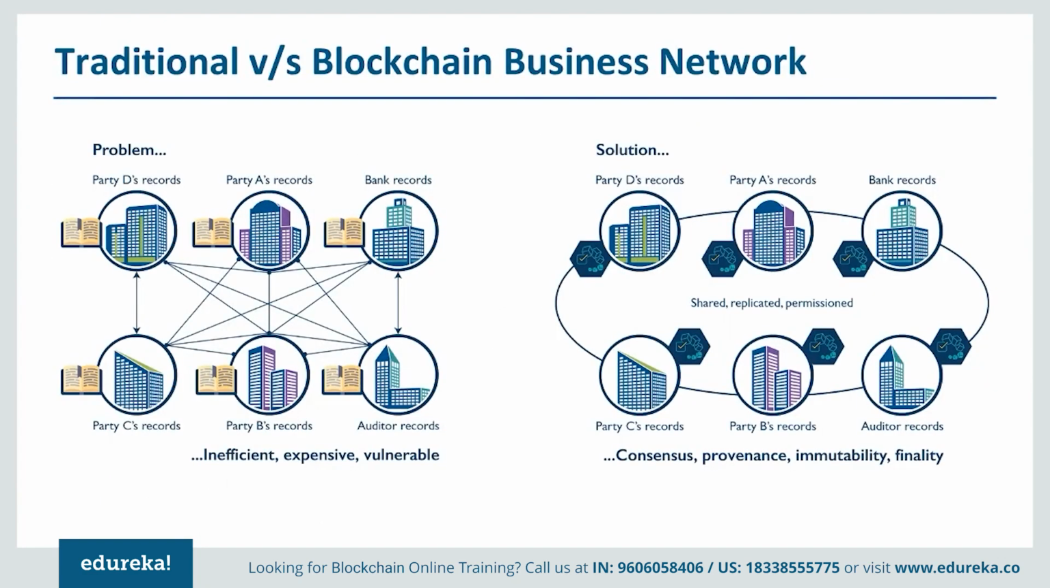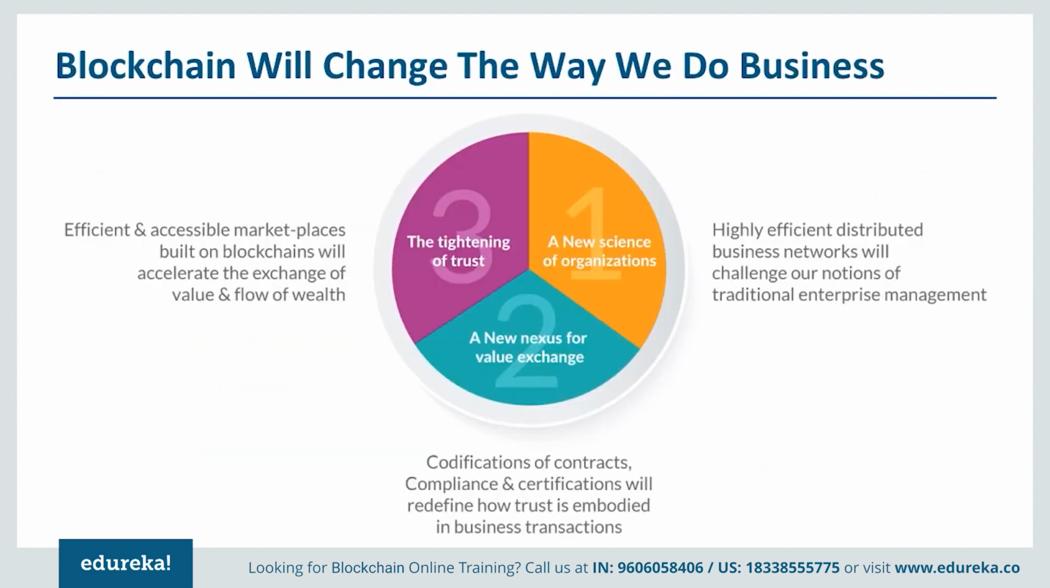Now the key problem is that in a traditional network, they share information with each other in an inefficient, expensive and vulnerable way, maybe by emails, maybe by unsecured transactions, and then there is a problem of reconciliation, which is solved by a blockchain based network, where you have consensus, provenance, immutability and finality. With blockchain, we are able to create a highly efficient distributed business network. Codification of contract, compliance and certifications will redefine how trust is embodied. Efficient and accessible marketplaces built on blockchains will accelerate the exchange of information and value.